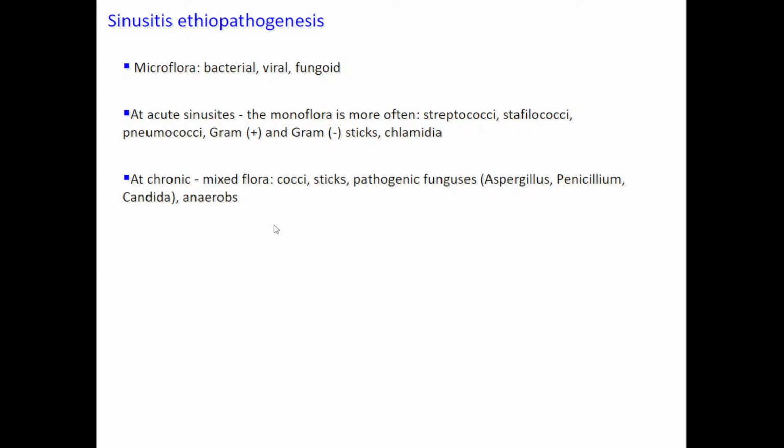So in acute sinusitis, monoflora is more common. So only one agent is the etiological factor. It may be streptococcus, staphylococcus, pneumococcus. It may be gram-positive or gram-negative flora, and sometimes chlamydia. In chronic forms, mixed flora can most often be revealed. It may be cocci, rods, pathogenic fungi, and their combinations.